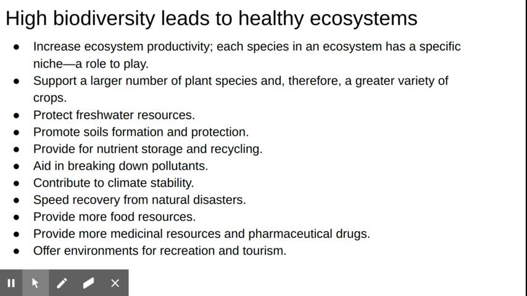By having multiple types of organisms, we can protect different freshwater and soil resources and formation processes. We've got a bunch more of these. I'm not going to read through all these. You can skim through these on your own. But we have a lot of things that basically, when we have a high biodiversity, we have high abundance, high evenness, and high species richness.